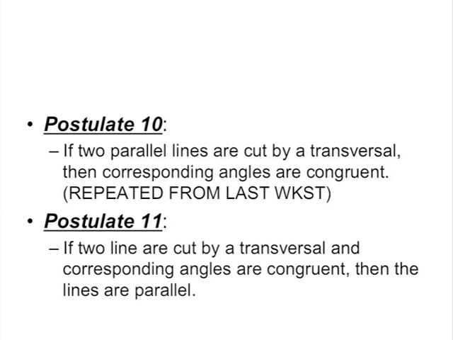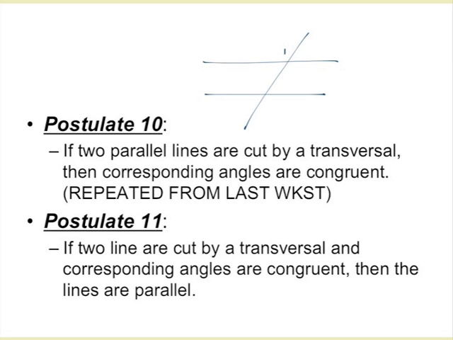Yesterday we had a postulate. That was postulate 10, so this is a repeat from yesterday. It said, if two parallel lines are cut by a transversal, then corresponding angles would be congruent. So yesterday we started by knowing we had parallel lines, and then we found stuff about angles.